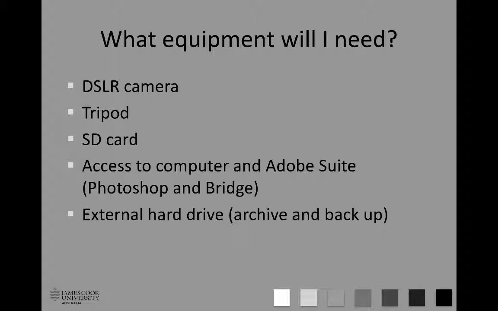There's a tutorial exercise as well as an assessment task, which will require slow shutter speed, and to successfully capture slow shutter speed, you must have a tripod. An SD card, of course you need that.